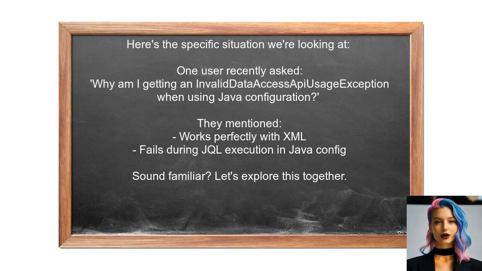Here's the specific situation we're looking at. One user recently asked, "Why am I getting an Invalid Data Access API usage exception when using Java configuration?" They mentioned that their application works perfectly with XML, but fails during JPQL execution in Java config. Sound familiar? Let's explore this together.